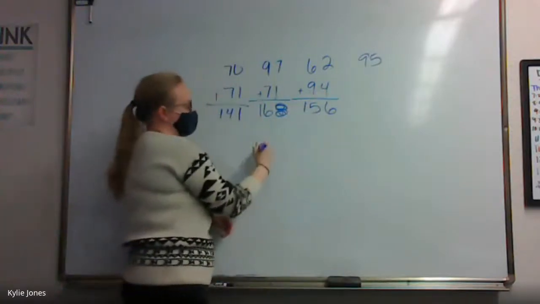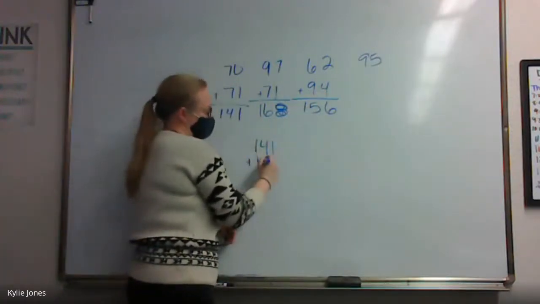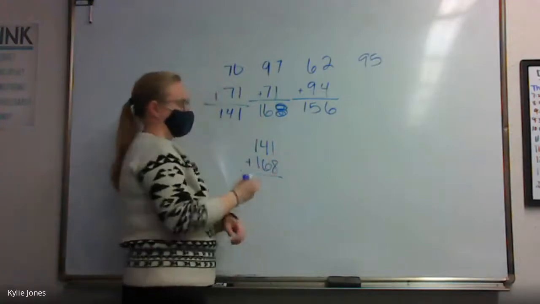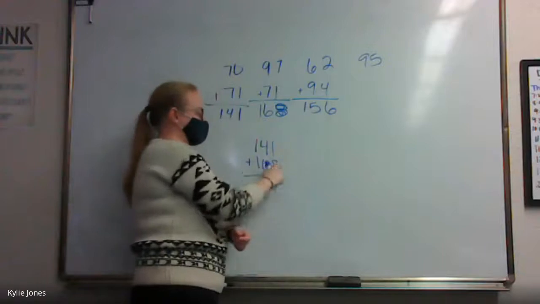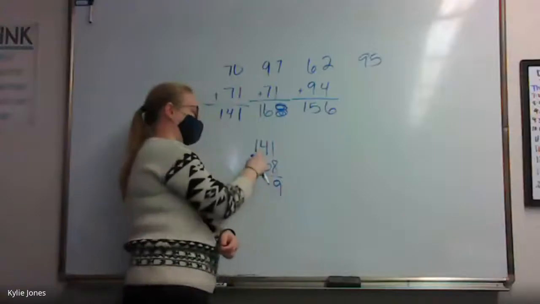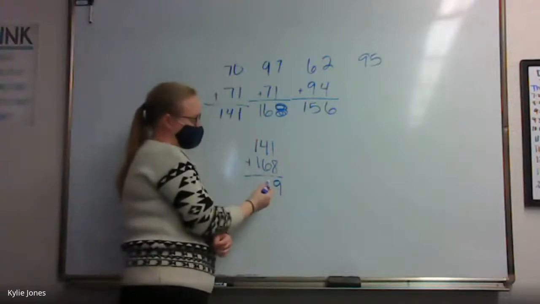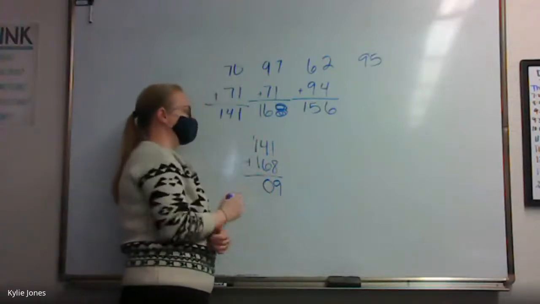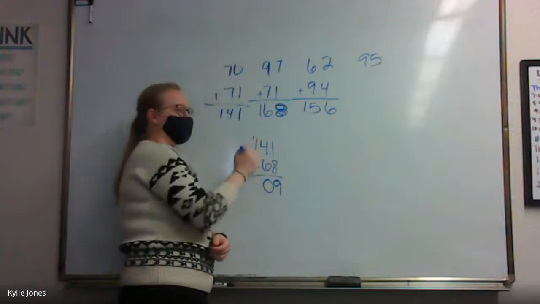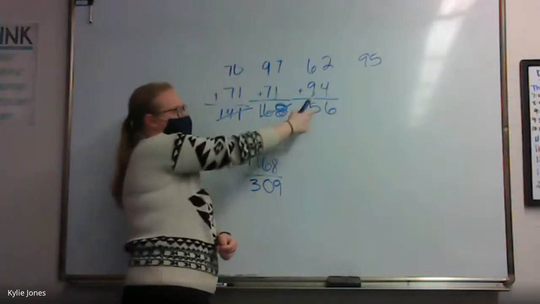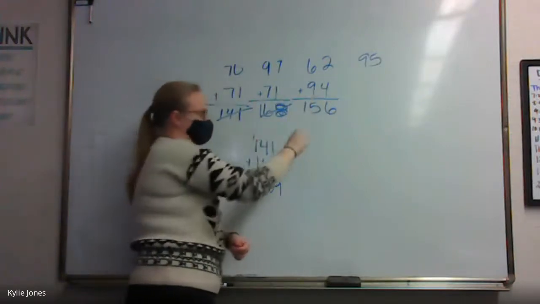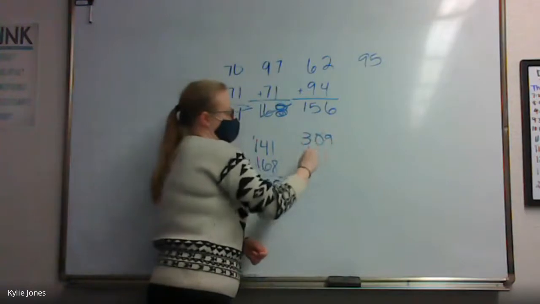So let's do 141 plus 168. What's 1 plus 8? 9. 4 plus 6? 10, carry the 1. And then 1 plus 1 plus 1. 3. Awesome. We've used these ones. Now we still have to add 156 and 95. So let's do 309 plus 156.